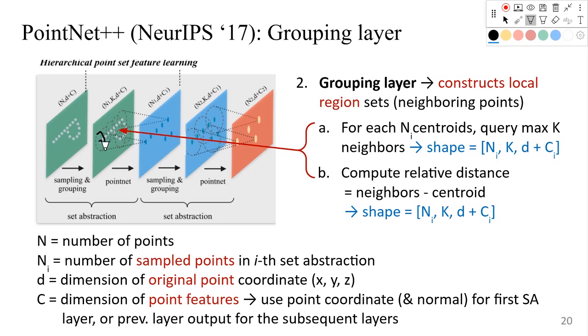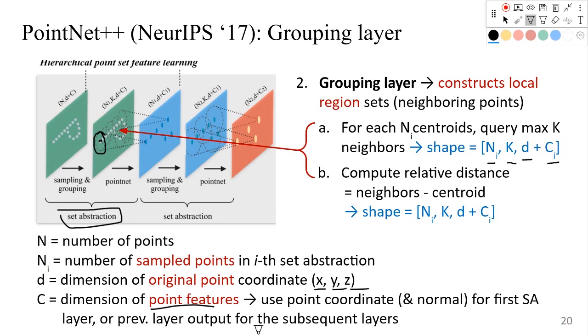For example, we can see here the ball using a certain radius, and we limit to sampling a maximum of k neighbors. So this is the number of centroids, and this is the number of neighbors. The D here is the original XYZ, and C here is the point features. For the first set abstraction, we don't have point features, so we can use normal vectors, or we can use the point cloud colors if we have them.